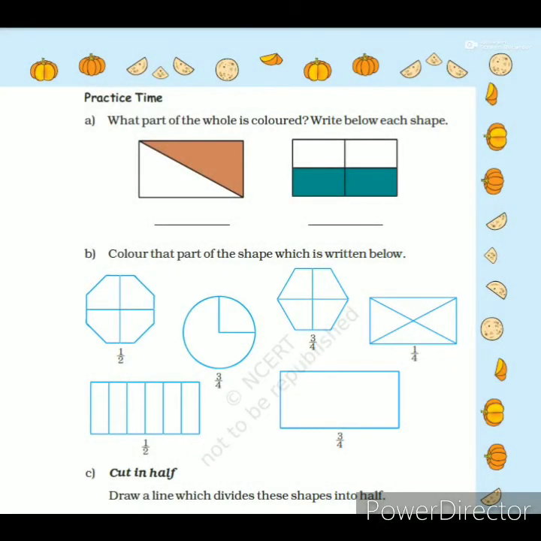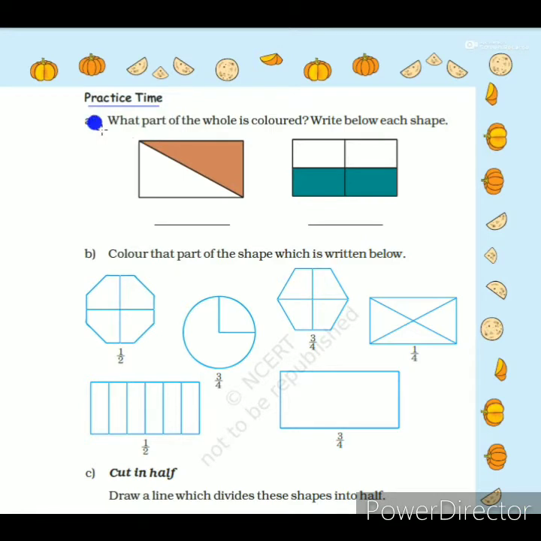Welcome back, children. Today we will do practice time from page 101. We are continuing our chapter, halves and quarters. That means fraction lesson. Here we have been given some pictures or diagrams, and we have to find the fraction of the colored part of these pictures.